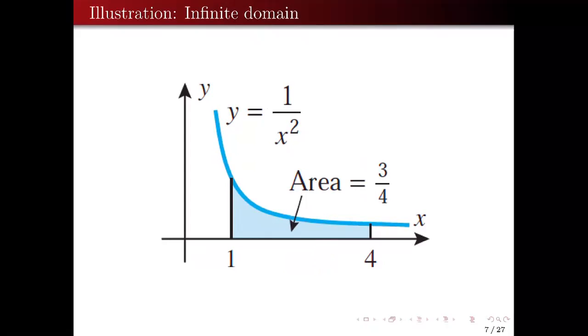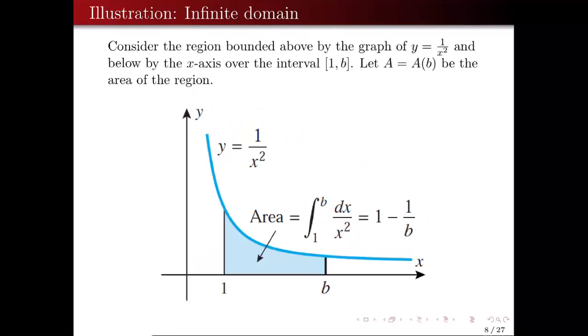And then we can replace b with any number from 1 to plus infinity. We can choose any number. So in here, we have the integral of dx over x squared from 1 up to b, and that's equal to 1 minus 1 over b.